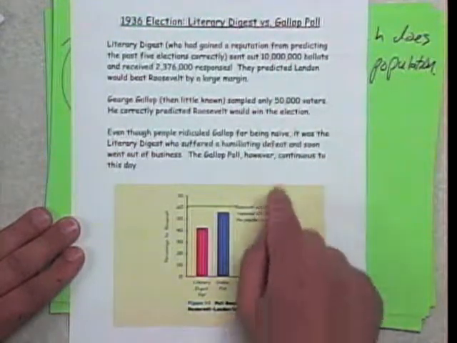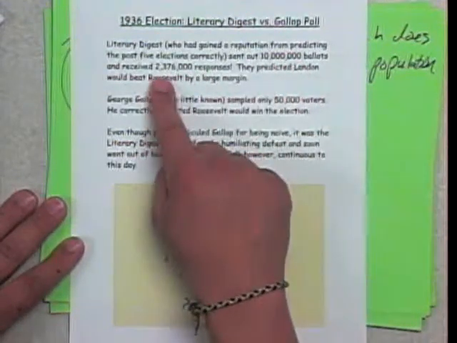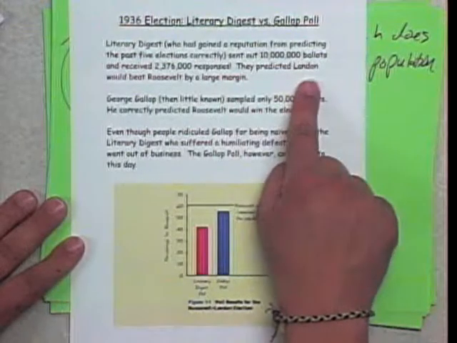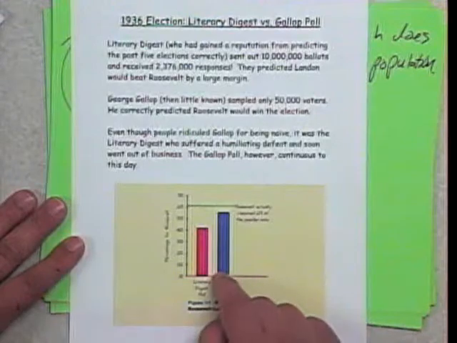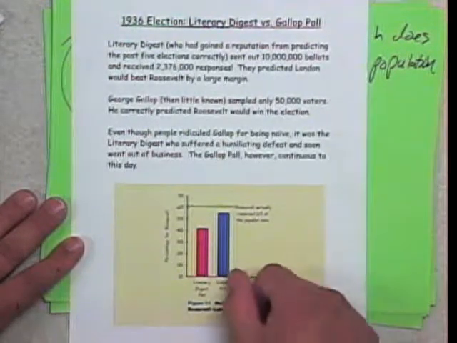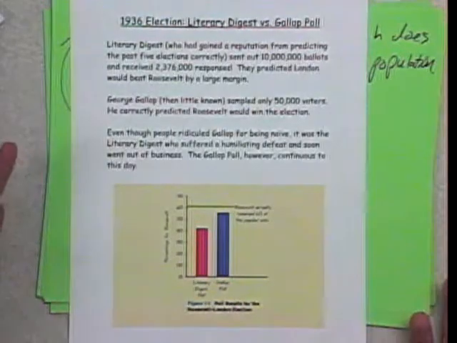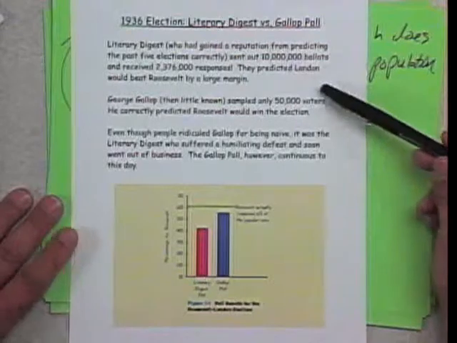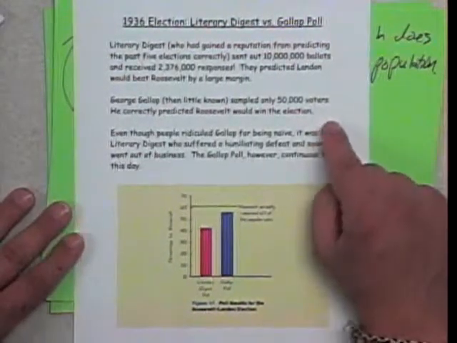So an unbelievably large sample. And they received 2,376,000 responses. And they predicted that Landon would beat Roosevelt by a large margin. So they believed that Landon would win. I don't even know who Landon is. So obviously he did not win. So that's sampling error on their part. Their sample did not lead them to the right conclusion.